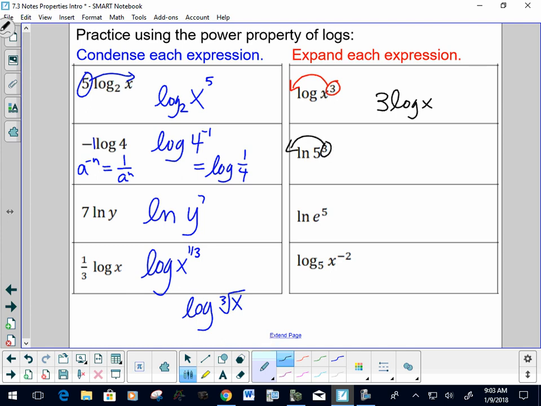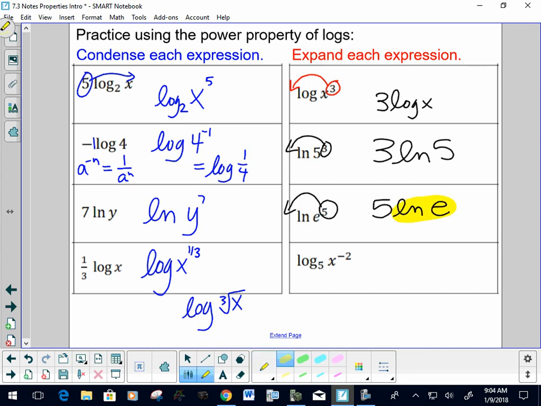Here we could bring that power down: 3 times the natural log of 5. We could bring this power down. It would be 5 times the natural log of e. Remember that the natural log is base e, so the natural log of e is the same as 1. So this is the same as 5 times 1, which is just 5. And then this last one, log base 5 of x to the negative 2, we can bring that negative 2 power down and say that this is the same as negative 2 times the log base 5 of x.